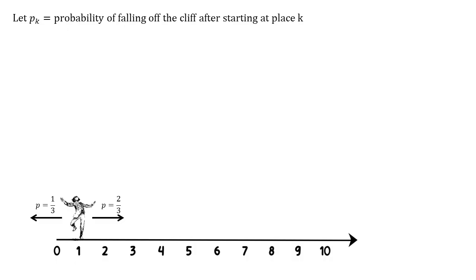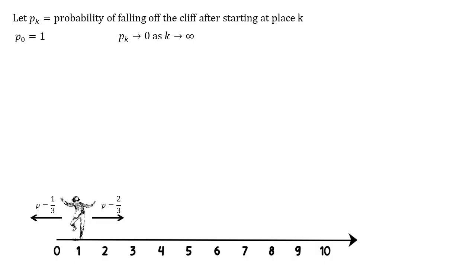Using this, we can see that p0, so the probability if he starts at place 0, well, he's already off the cliff there, so p0 is going to equal 1. And we can also see that as the probability of moving to the right is bigger than the probability of moving to the left, as k tends towards infinity, i.e. the starting point moves further and further away from the cliff, the probability of falling off the cliff is going to tend to 0.